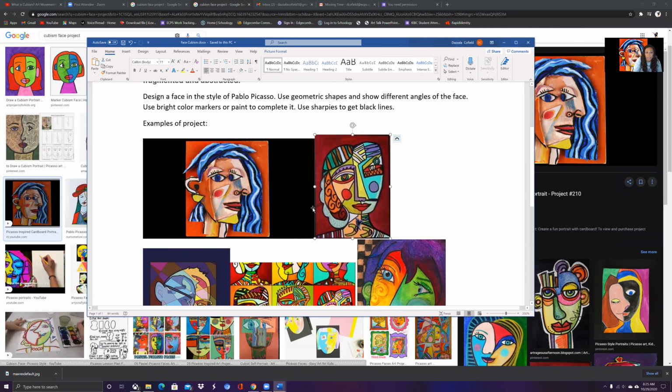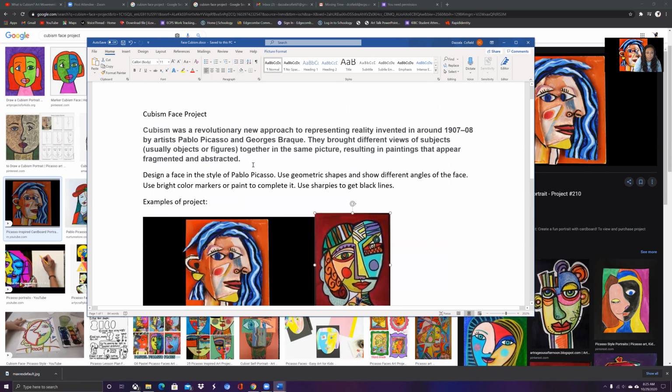Excuse me. So now let's look at this. Cubism is a new approach that happened around the 1900s, and it was started by Pablo Picasso and Georges Braque. They had very variable subject matters. It could be anything, objects or anything, but you're only going to focus on doing the face. It results in paintings that appear fragmented and abstracted. So when you have your quiz this week on Wednesday, make sure you know what Cubism is.